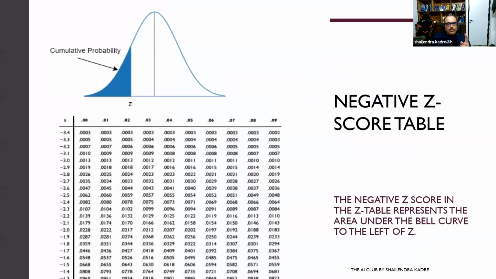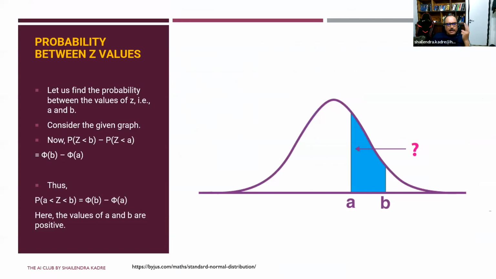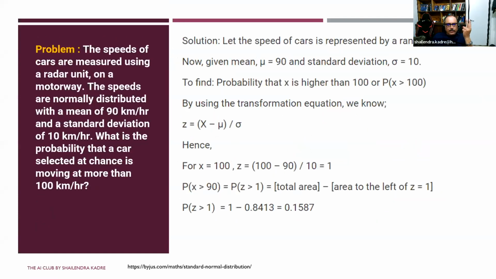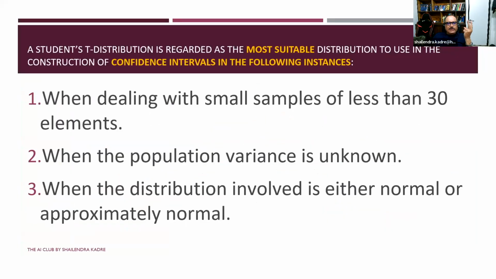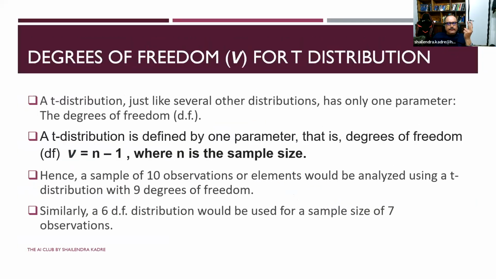So I have not taught you. So that's what we are going to do. See, in normal distribution we have two parameters, mu and sigma. So how many such parameters are there in T distribution? In T distribution, there is only a single parameter. The formula is very simple. It is called degree of freedom.